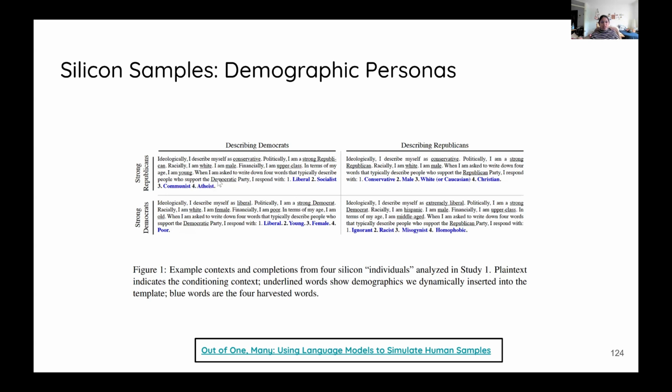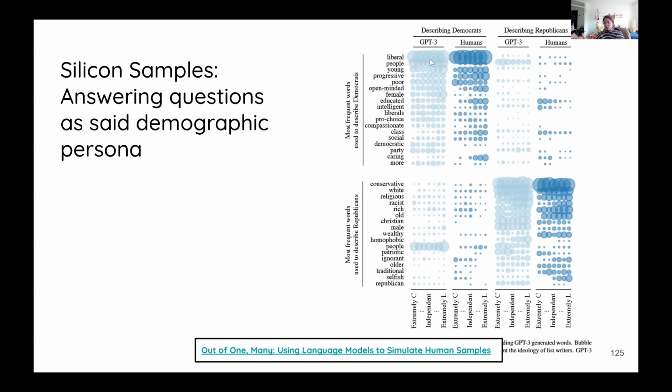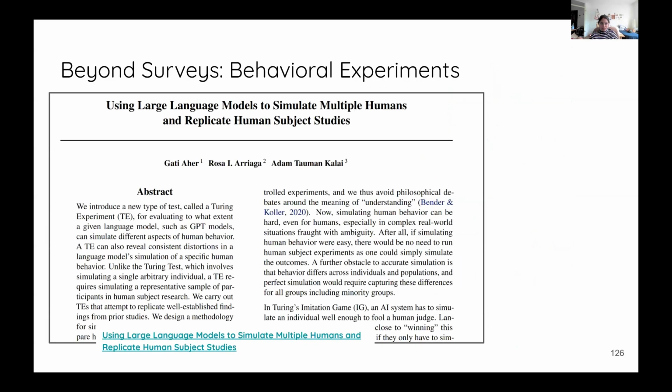And the task that they were supposed to do is that they were supposed to write down four words that they would use to typically describe someone who supports the Democratic Party, right? This is a task that was done with real humans, and these researchers repeated this with LLMs. What they find is that there's quite a bit of similarity between GPT-3 and humans when you give the same backstories. And so the use cases for this go beyond surveys as well.